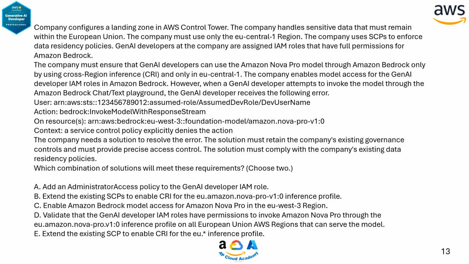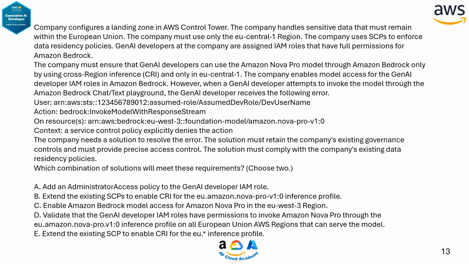Choose 2. A. Add an administrator access policy to the GenAI developer IAM role. B. Extend the existing SCPs to enable CRI for the eu.amazon.nova-pro-v1:0 inference profile. C. Enable Amazon Bedrock model access for Amazon Nova Pro in the EU West 3 region.